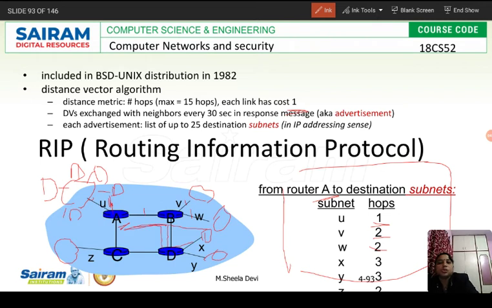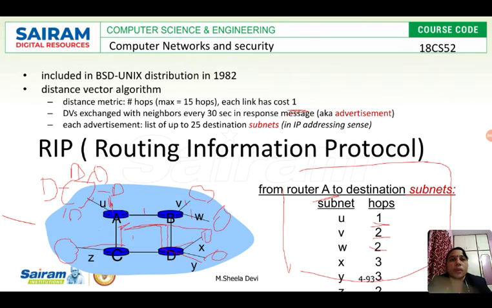1, 2, 3. So 3. And how to reach from A to Z? A to C and C to Z, that is 2. Here 1, here 1. That is 2. So this is how we have to find the routing table using the link cost.